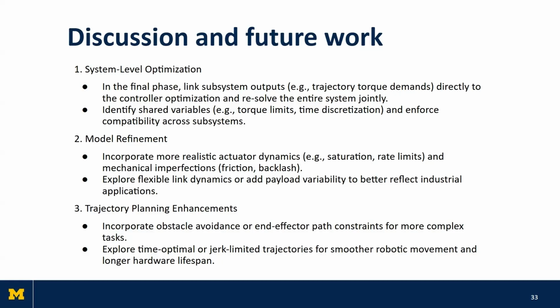The model is then refined by incorporating realistic actuator dynamics such as saturation, rate limits, friction, and backlash. To better match industrial conditions, we may also include flexible link dynamics or variable payloads. Lastly, trajectory planning is enhanced by adding obstacle avoidance and end effector constraints, or exploring time optimal and jerk limited paths for smoother motion and improved hardware longevity.